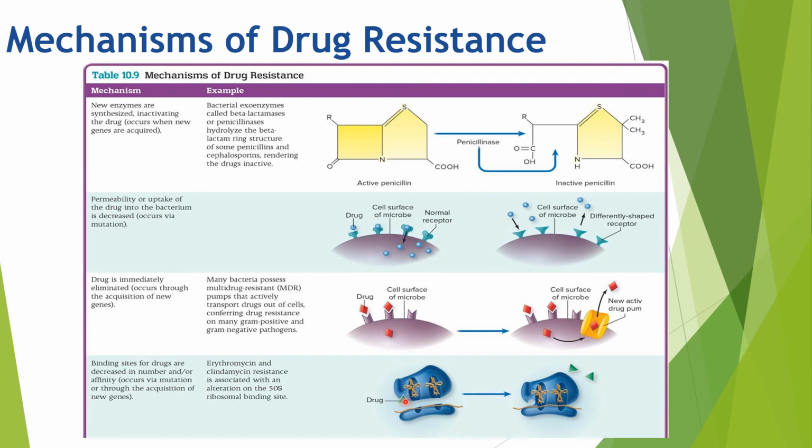See right here how the drug is attaching to that large subunit. But notice how now the ribosome has a different shape to it. So guess what? The drug cannot bind. So these are some mechanisms that take place that contribute to why those bacteria are resistant to certain antibiotics.